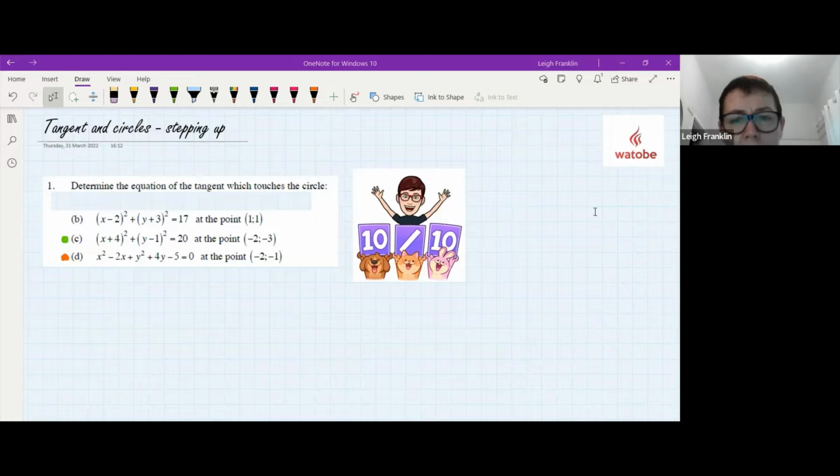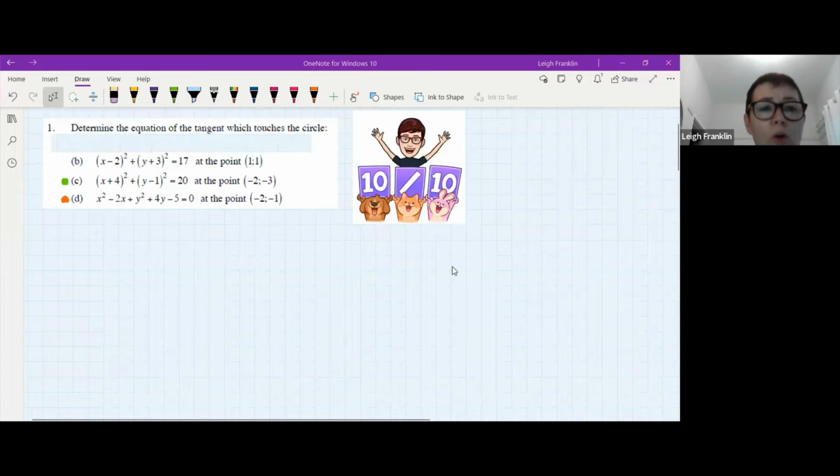Okay, so just a little bit of revision from last time. Plus there's also something that I want you to do. I'm going to do question B as an example with you, and then I want to make sure that you guys are fine with this, and then you can choose to either do question C or question D if you're up for a challenge. So the idea is we want to find the equation of a tangent which touches the circle. As I said, I'm going to do B as an example with you.